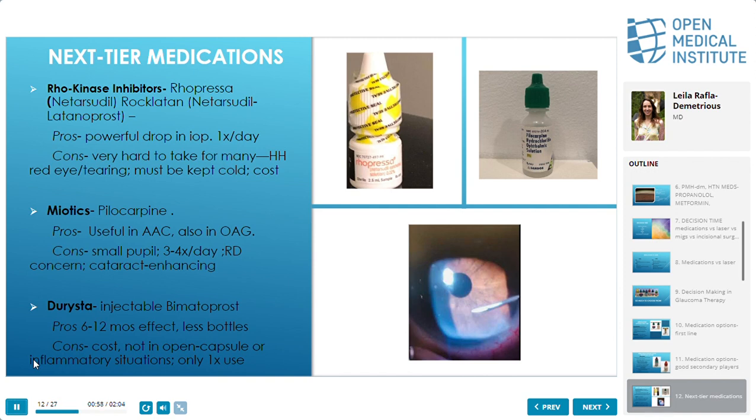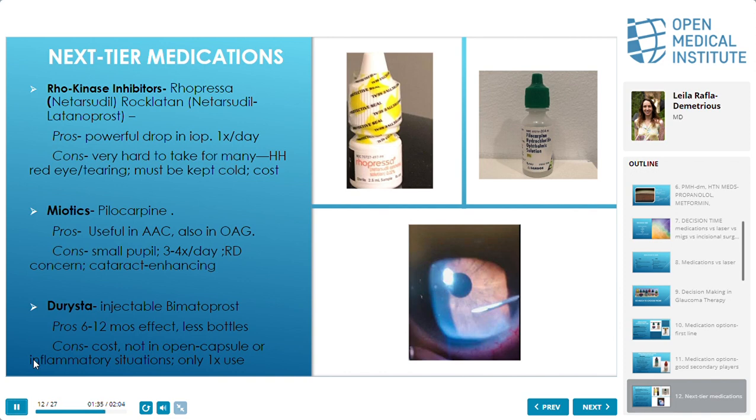And then miotics, which we all know, the green bottle, they're useful in angle closure attacks. They bring down the pressure quickly. They're also useful in glaucoma. They are not used so commonly anymore because they have to be used at least 3 times a day to really have a prolonged effect. They cause a small miotic pupil. They're cataractogenic, and they can actually lead to a retinal detachment in certain people. So before you put somebody on pilo, you want to make sure you have a good peripheral retinal exam. And then Durysta, which is our injectable bimatoprost, which I'll talk about also later.